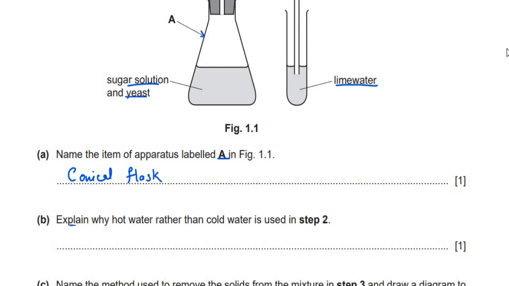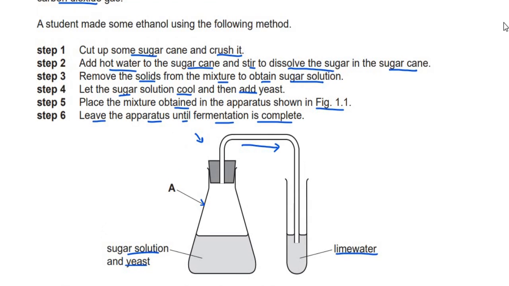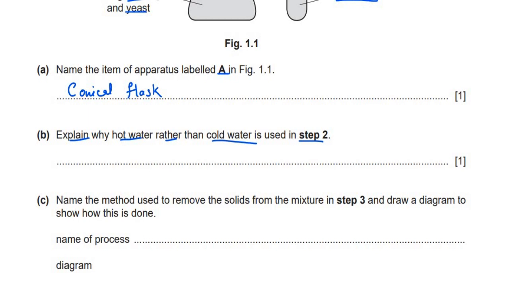Now the next sub question says explain why hot water rather than cold water is used in step 2. Now let's see what is step 2. Step 2 says add hot water to the sugarcane and stir to dissolve the sugar in the sugarcane. Now if we are adding hot water to the sugarcane to dissolve sugar, then obviously hot water is going to make the dissolving faster. So we can write to dissolve the sugar faster, because that's the reason that we can make our process faster.